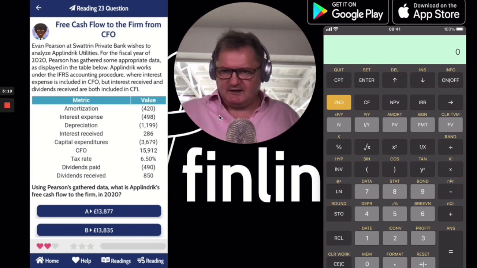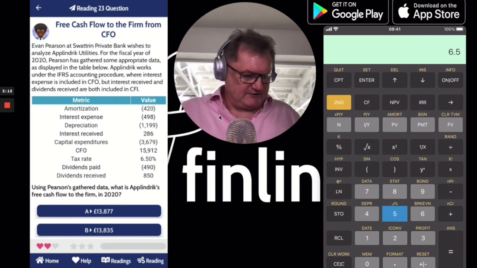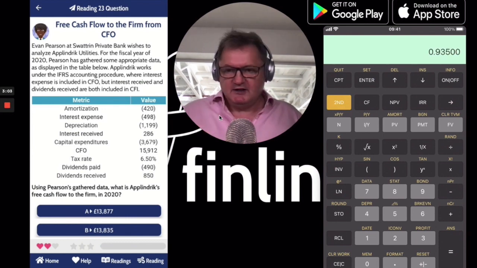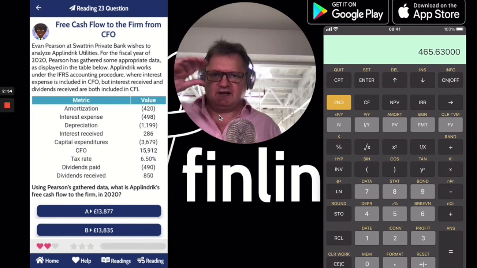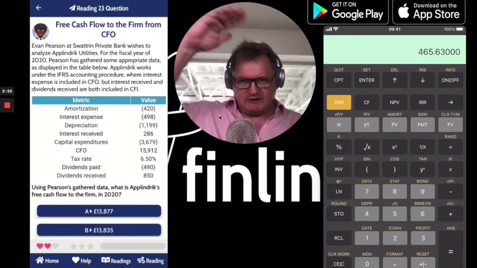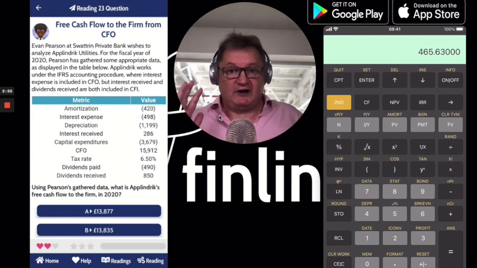So let's take a look then. Interest expense is 498, tax rate 6.50%. So 6.5 tax rate divided by 100 to get it decimalized, make it negative, and then add on 1, and that's my tax shield effect. Multiply that by interest expense, so multiply by 498, and then store that in 1. So that's going to be the interest expense bit when I run through the equation in my head, which I'm going to do right now.